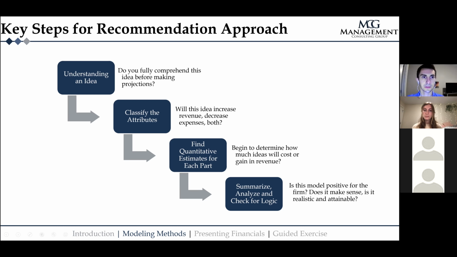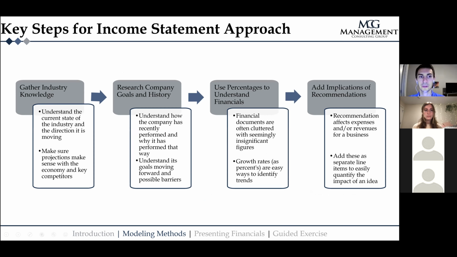But to move on to the income statement. First, for the income statement approach, you're going to gather industry knowledge. Understand the current state of the industry and the direction it's moving, and make sure projections make sense with the economy and key competitors. You could look at other competitors of Apple, especially in the music industry, like Spotify or Amazon Music. See what direction they're moving. Are they expanding? Anything like that.